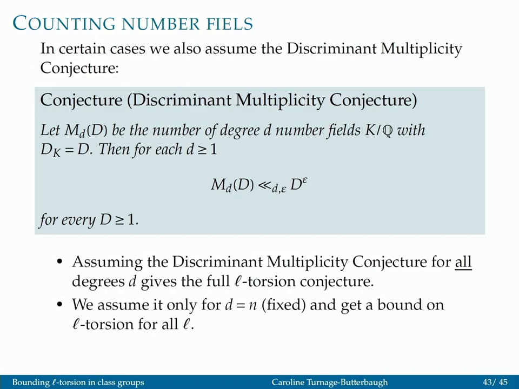So one thing to point out, if you're familiar with this problem, is that if you assume the discriminant multiplicity conjecture for all degrees d, then you can actually get the full conjecture for the L-torsion bound. But that's not what we're doing, so this is a subtle point. We're assuming it just for one degree, and getting the bound for all L. All right, so in case anybody was upset.